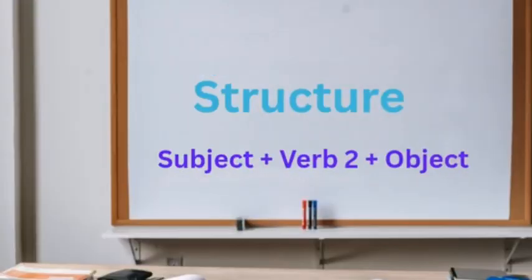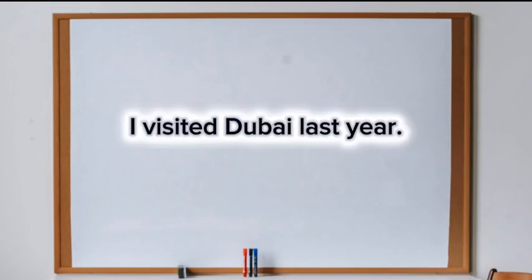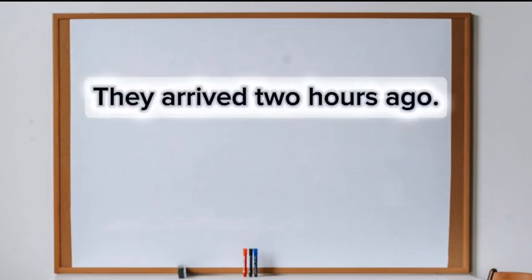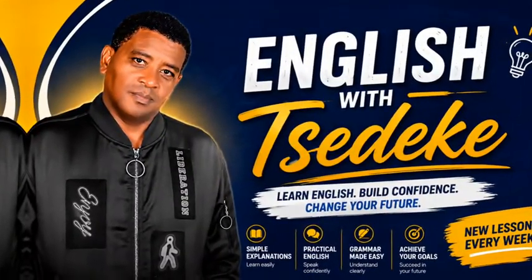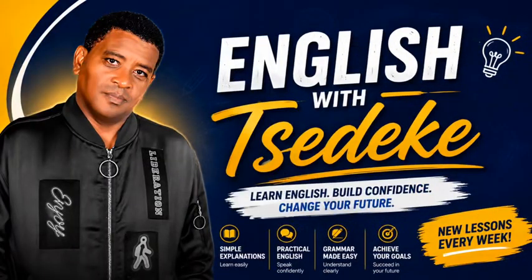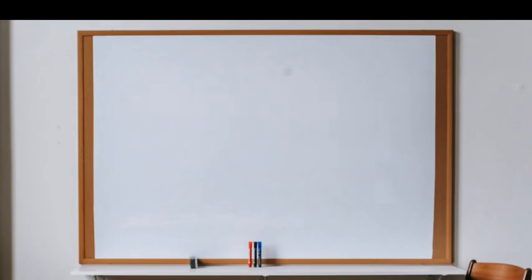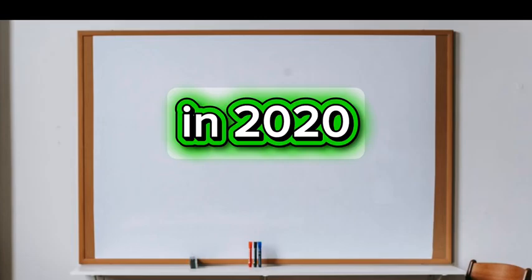The simple past tense. Structure: subject plus verb two plus object. Examples: I visited Dubai last year. She watched a movie yesterday. They arrived two hours ago. Use the simple past when the action happened at a finished time in the past. We use time expressions like yesterday, last week, last month, last year, two days ago, in 2020, and the like.